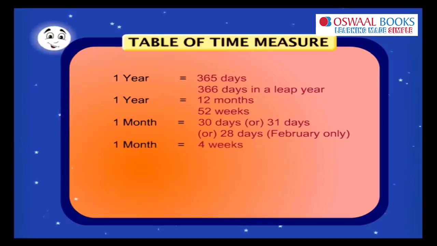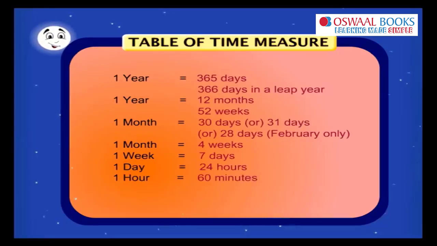In 1 month we have 4 weeks. In 1 week we have 7 days. In 1 day we have 24 hours. In 1 hour we have 60 minutes. In 1 minute we have 60 seconds.